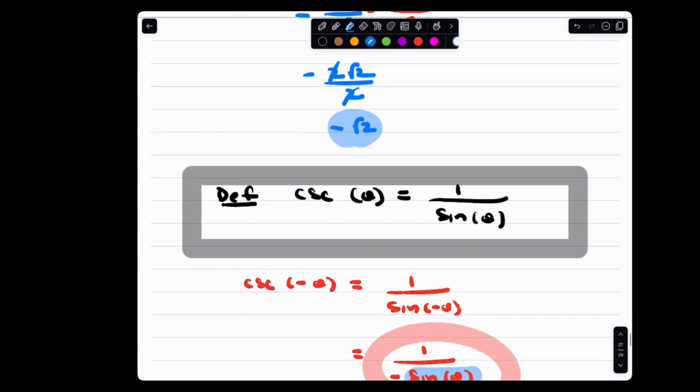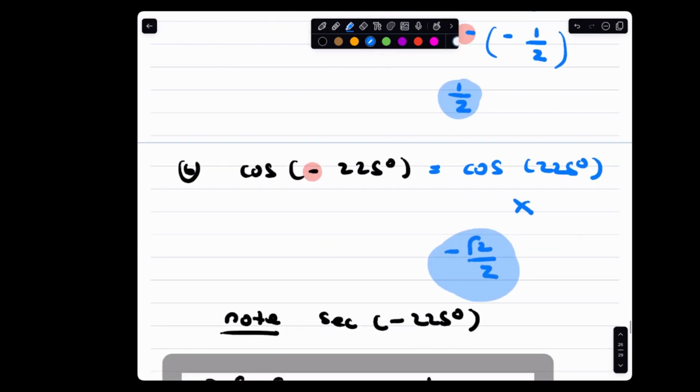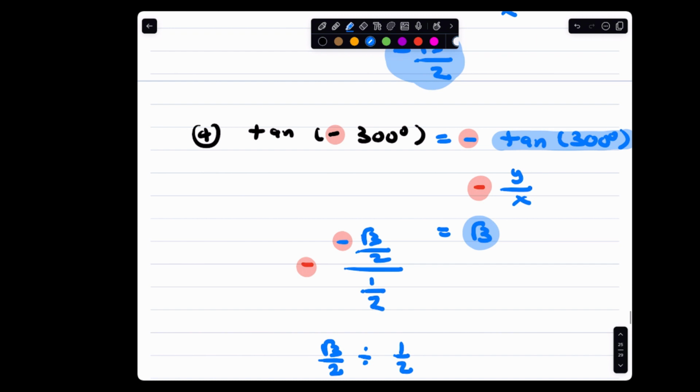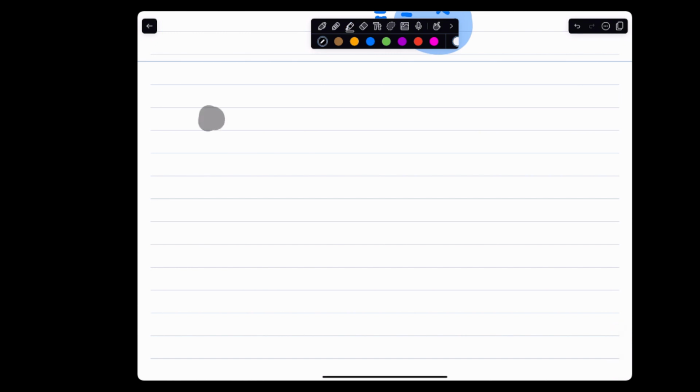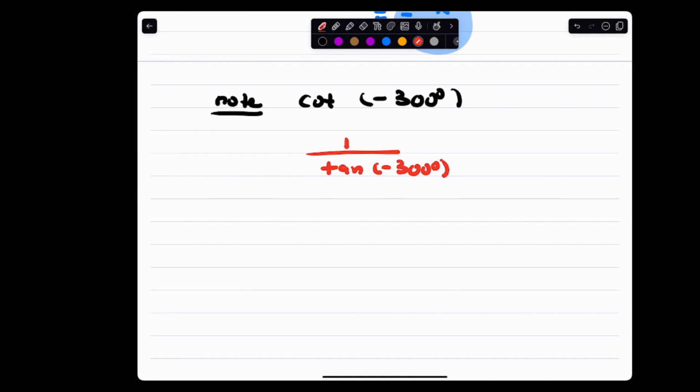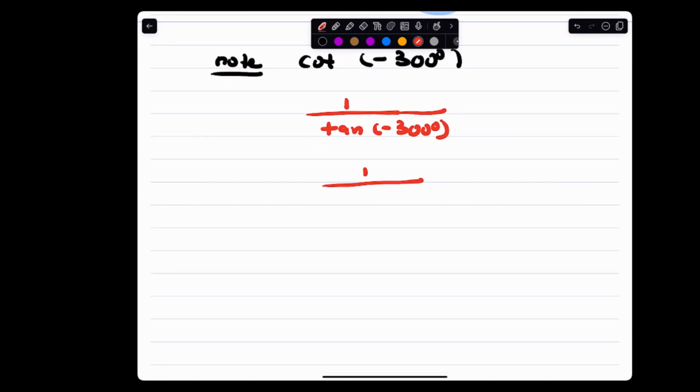So if we looked at this and said, okay, have we ever done a tangent question? Sure, I think we have number 6, 5, 4, tangent of a negative 300. They can ask you cotangent of a negative 300. So put that as a note. We could just say, I know, that's 1 over what? Tangent of the negative what? 300. And for tangent, we simply pull out the what? The negative sign, is that right?